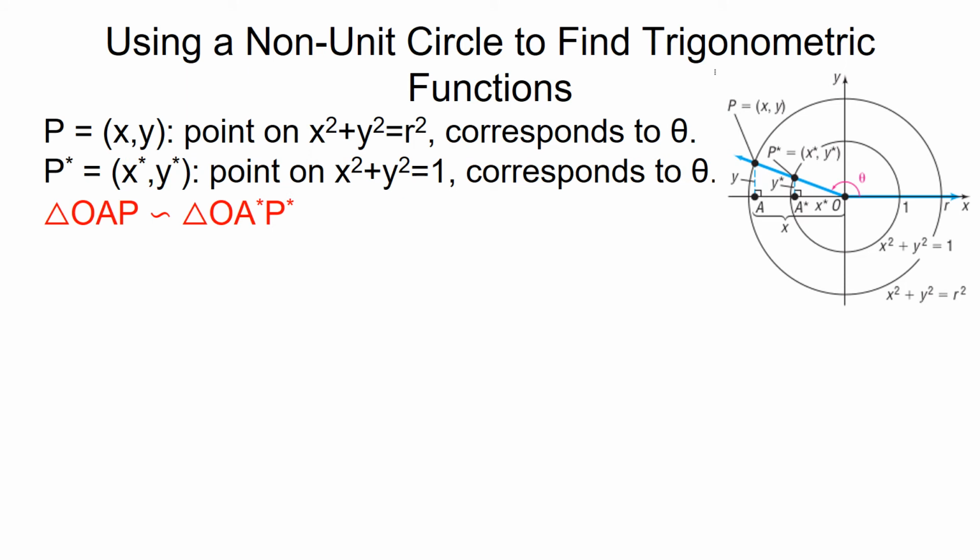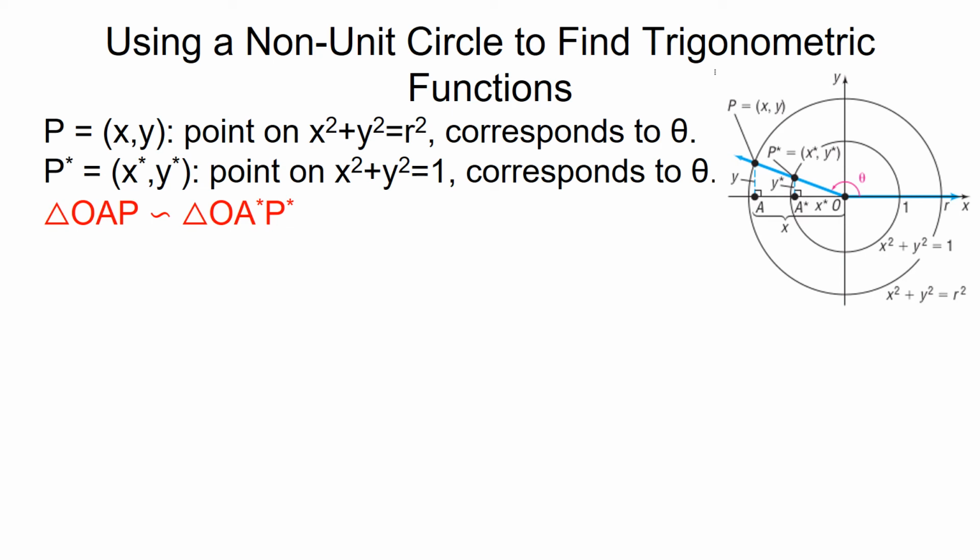If we draw a line perpendicular to the x-axis from point P to point A on the x-axis, we form a triangle, OAP. And if we draw a line perpendicular to the x-axis from point P star to A star, also a point on the x-axis, we form a triangle O, A star, P star.